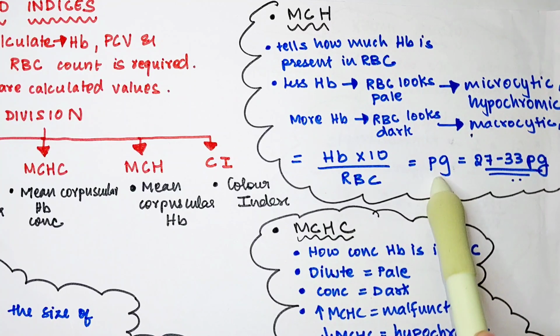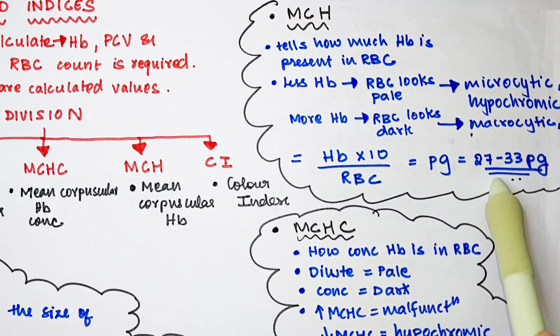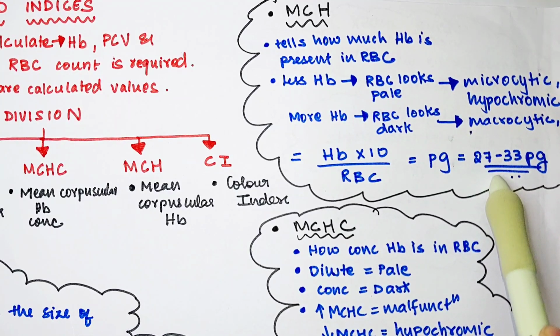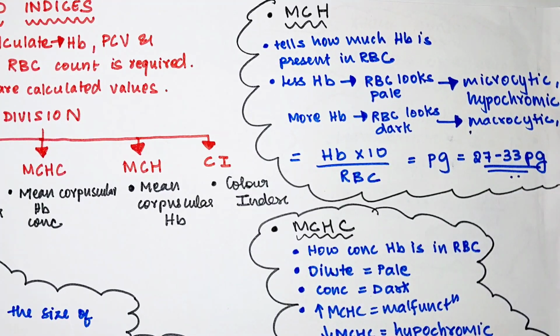Now, its unit is picogram. And its normal range is 27 to 33 picogram. Remember, MCV is 78 to 96, whereas MCH is 27 to 33 picogram.